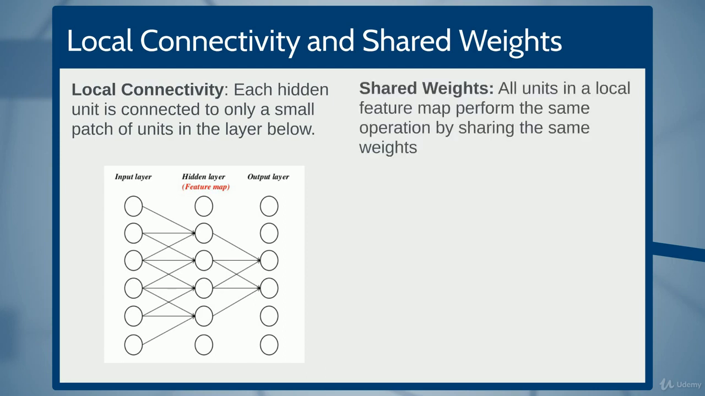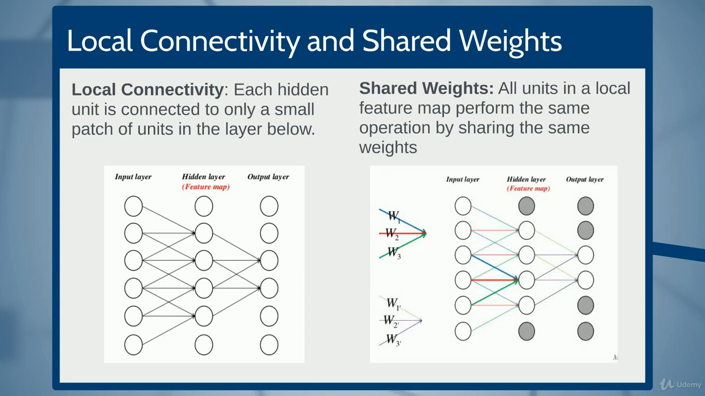We also have shared weights. So in shared weights, all the units in a local feature map perform the same operation on different parts of the image by sharing the same weights. And this is what that would look like a little bit. So we're going to see in some later representations that we are actually going to maintain the same weights and then slide these different filters over the entirety of the image to produce our final output.